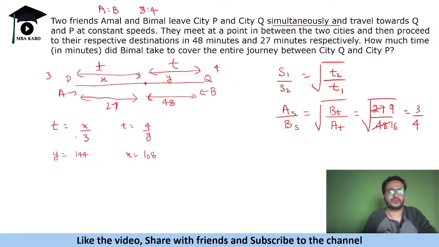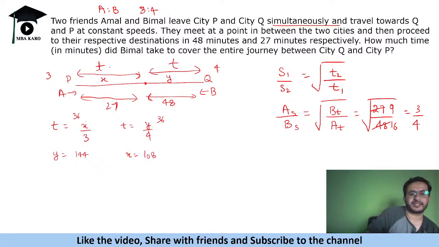ठीक है, सो ये आ जाएगा। तो यहाँ से यहाँ तक ये कितना लेगा? यहाँ से यहाँ तक लेगा x अपॉन 3. x इज 108, सो ये लेगा 36 मिनट्स। और ये भी लेगा, y अपॉन 4 होगा 144 by 4, दैट इज 36 मिनट्स। तो यहाँ से यहाँ तक 36 मिनट्स लेगा और ये भी 36 मिनट्स लेगा। ठीक है, सो 36, वी आर आस्क्ड अबाउट बिमल। राइट, सो बिमल कितना लेगा? 36 plus 27, 63 minutes.